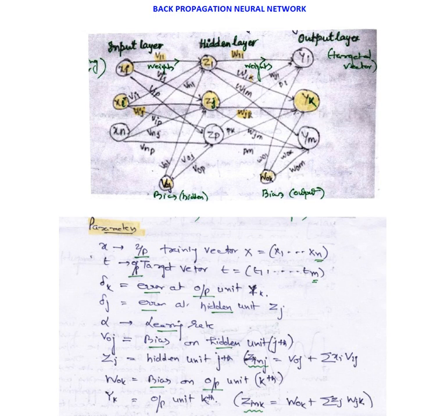output point, and Zj is nothing but the hidden nodes, and Z_inj is a combination of x of i and Vij plus the bias, and Yk is nothing but the combination of Zj into Wjk plus Wok. That is how we are able to find the Yk. So these are the basic parameters that are carried with respect to the network drawing.